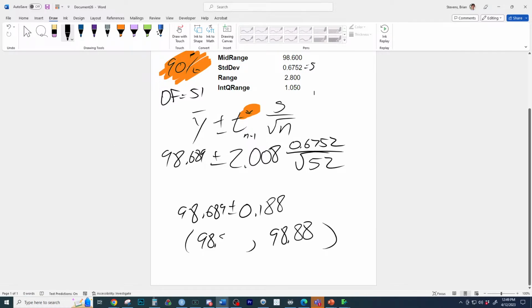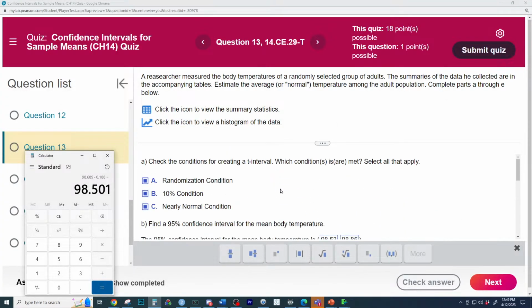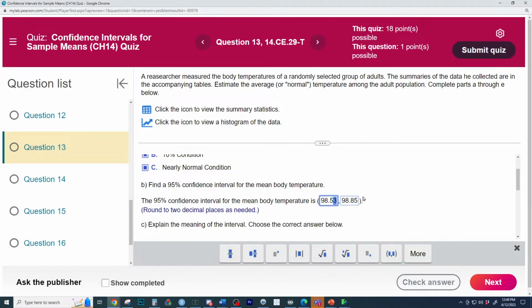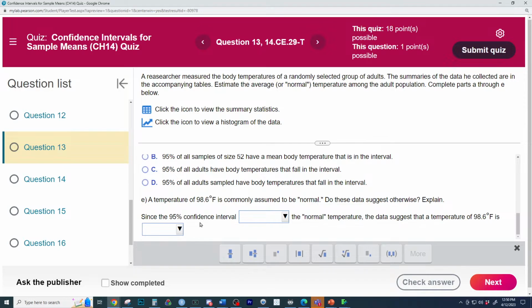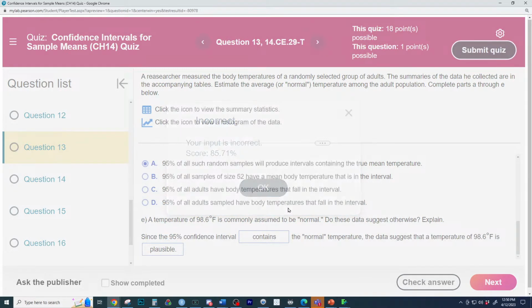9850. 5088. 5088. Just a little wider. That should be correct now. A temperature of 98.6 is assumed to be normal since it contains it is believable. We should be good. What?